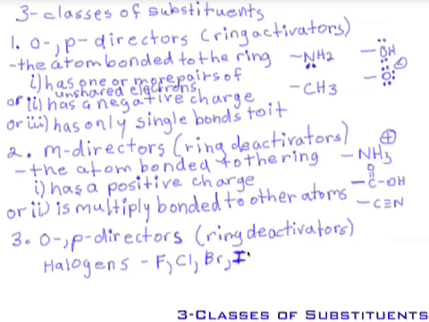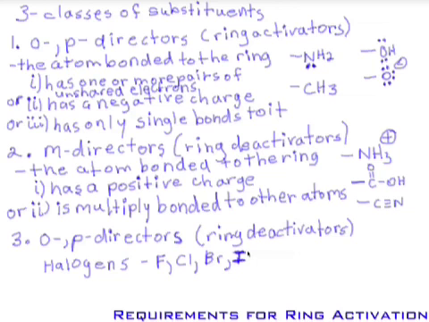Now it is going to become important to recognize which groups are more activating and which are less activating. But we have certain issues that we need to consider about ring activators. For example, if I'm going to activate an aromatic ring to electrophilic aromatic substitution, what do I have to do? What does an electrophile seek out? Electrophiles are positively charged and seek out electrons.